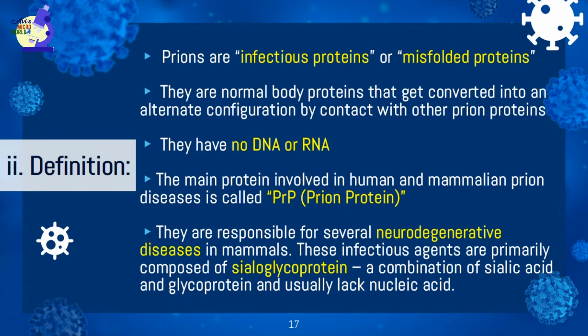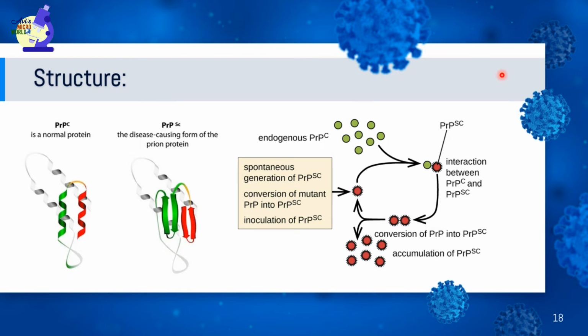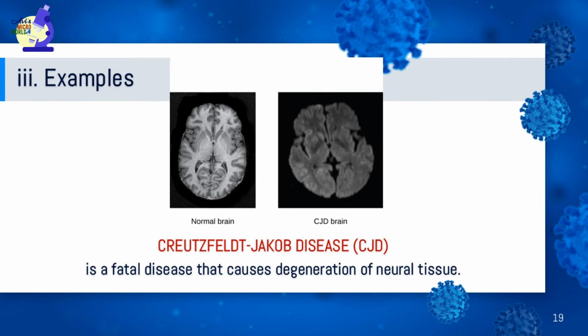which usually lacks nucleic acid. Here you can see the structure and the difference between the normal protein and the disease-causing form of the prion protein. The normal protein is named PrPC and the disease-causing form is PrPSc. This is the basic structure and the way they accumulate. PrPC is the normal protein, whereas PrPSc is the infected, disease-causing prion protein. When they come into contact, they interact, the normal protein is converted, and accumulation of PrPSc happens.